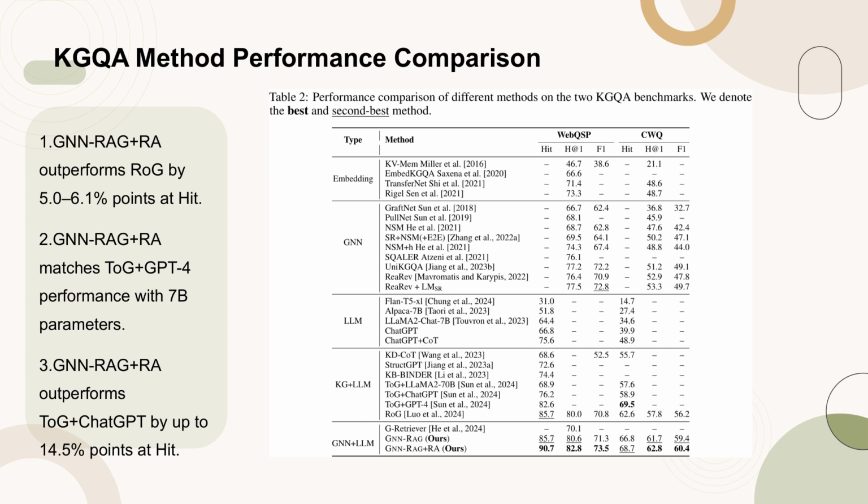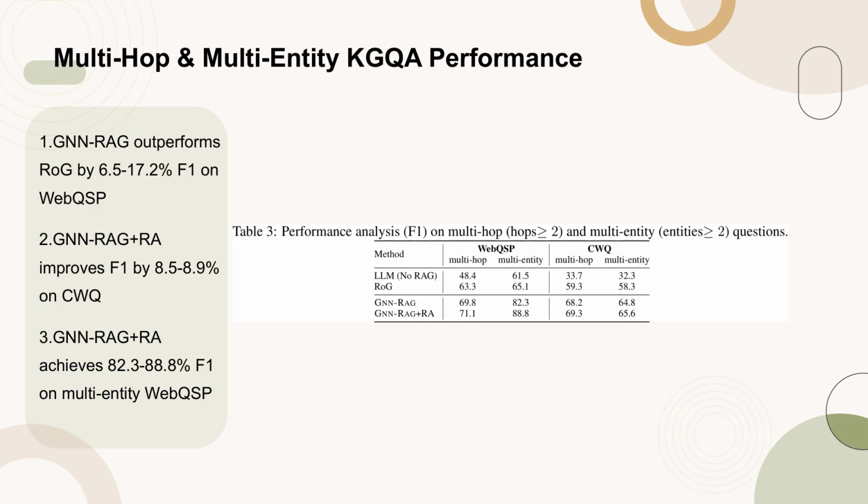Table 3 presents the performance analysis of various methods on multi-hop and multi-entity questions in the context of knowledge graph question answering, KGQA. The table highlights that GNN-RAG, a method leveraging graph neural networks, GNNs, significantly outperforms RAG, an LLM-based retrieval approach, by 6.5 to 17.2% in F1 score on the WebQSP benchmark.